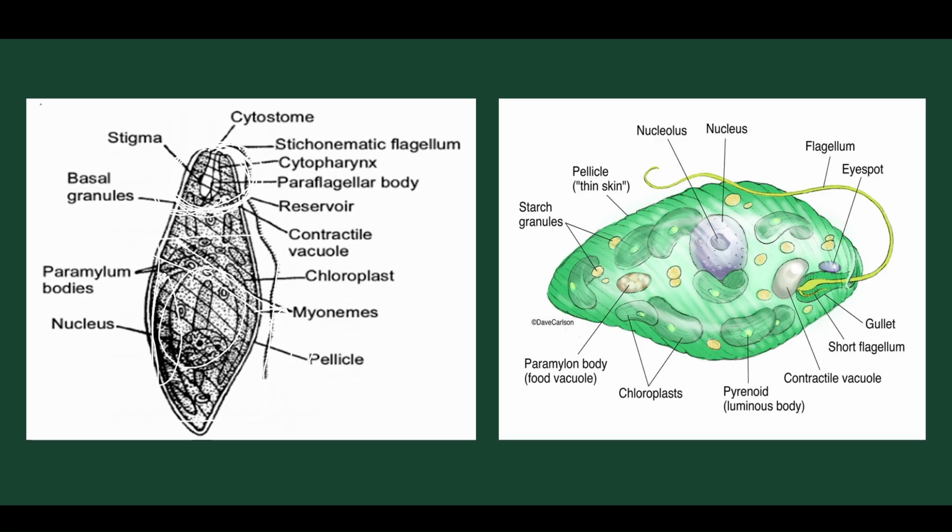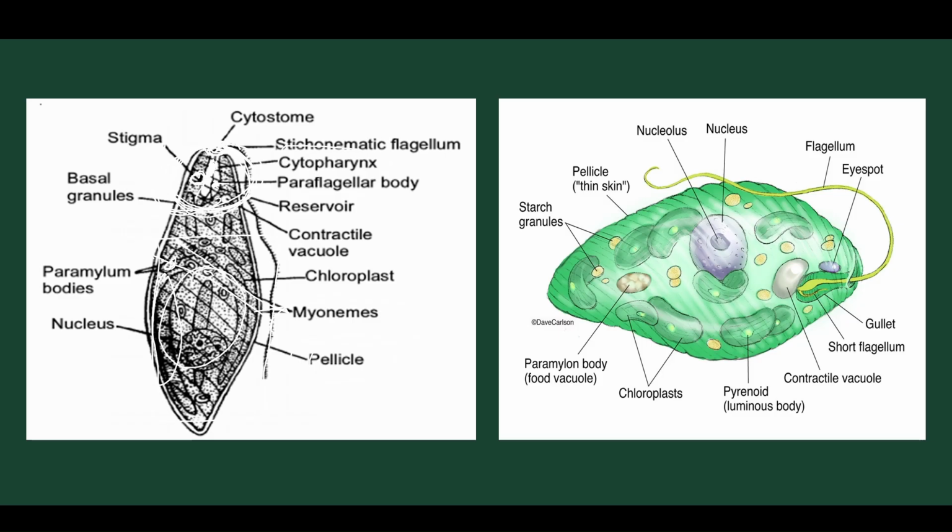Here we find the chloroplasts and paramylon bodies present. The anterior-most end is called the mouth. This particular gap is called the gullet, or the cytopharynx, called the pharynx. The meeting point has the paraflagellar body present, and next to it we find an eye spot, which is called the stigma. Stigma or eye spot is present.